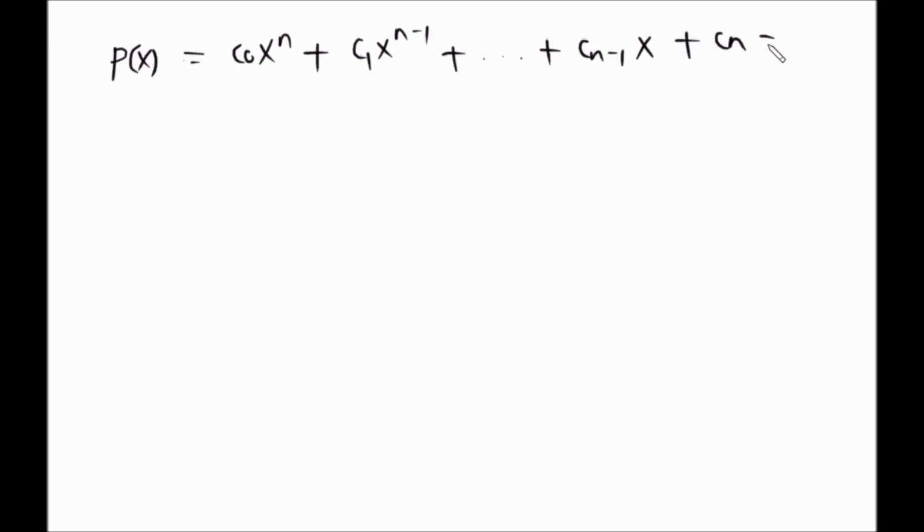So what does this mean now? We learn for a polynomial of degree n, hii hapa c naught x power n jumlisha c1 x power n minus 1 jumlisha mpaka ngapi? cn minus 1 x jumlisha cn sasa na 0. So this is a polynomial of degree n.